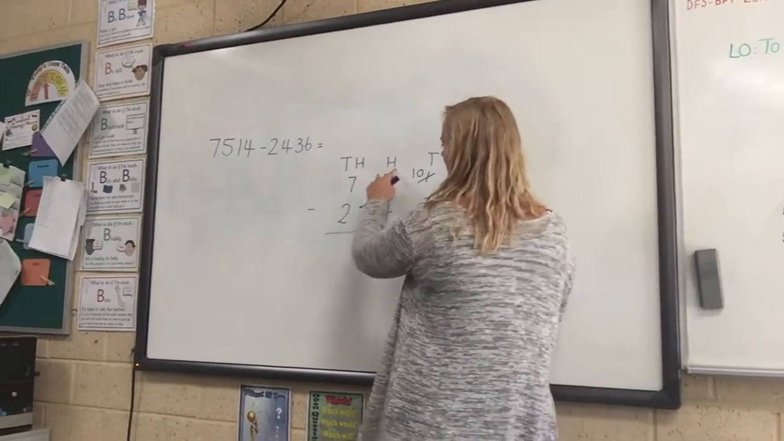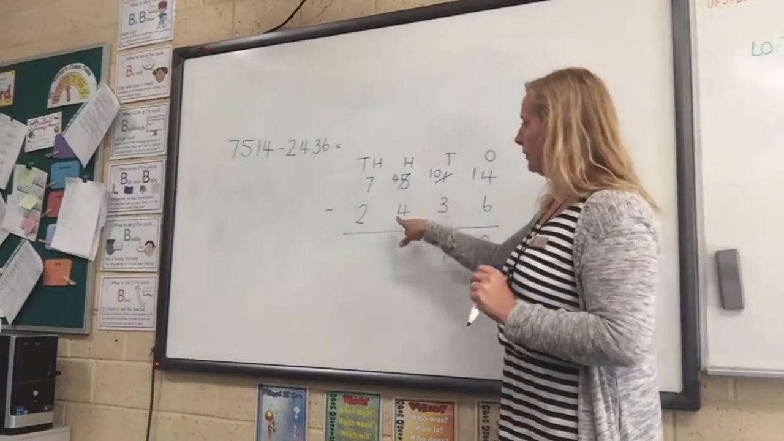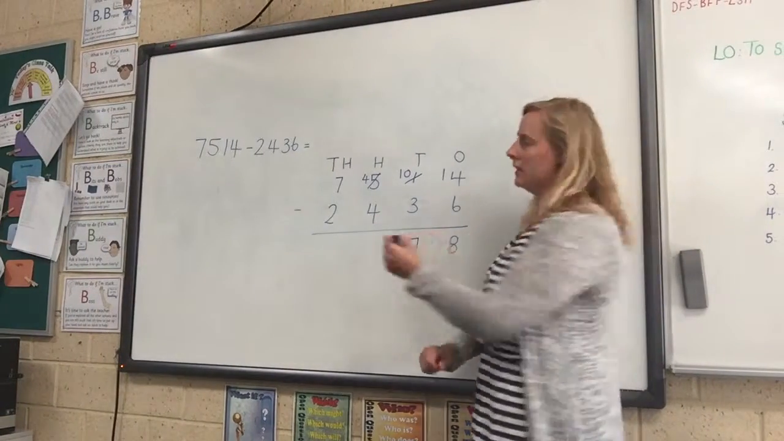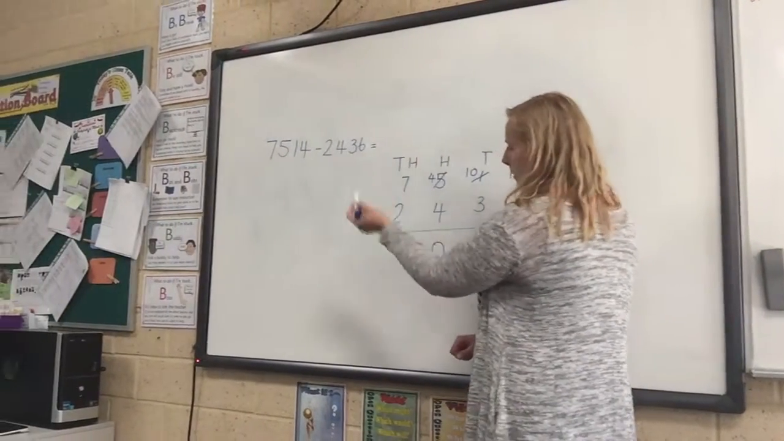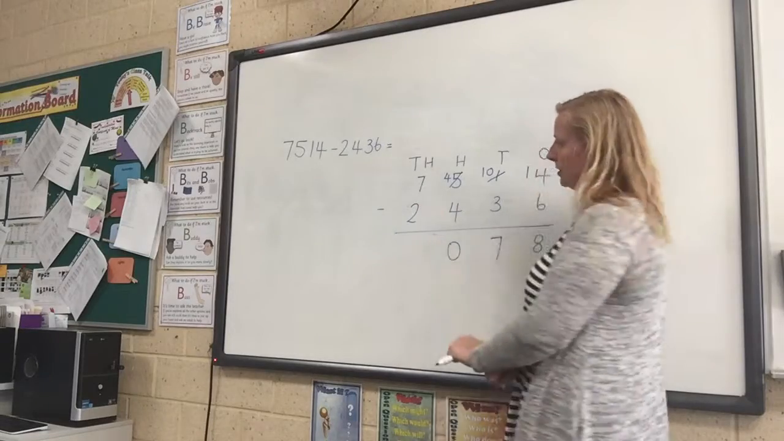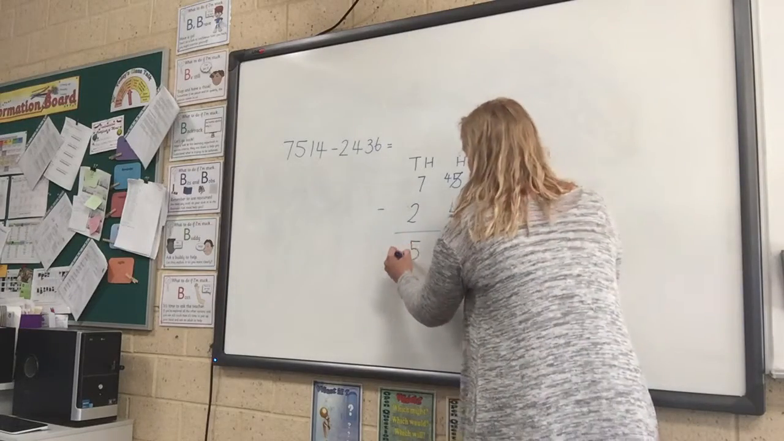Okay, moving on again into my hundreds. 4 hundreds, take away 4 hundreds, is going to be 0. Moving on to my thousands, 7 thousands, take away 2 thousands, 5,000.